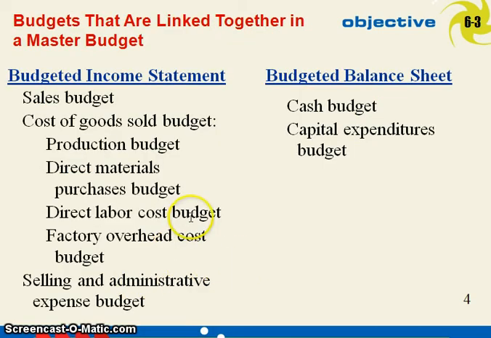Alright, so some of the budgets we're going to be looking at, and I'm not even entirely sure we're recording here. There we go. Sorry about that.